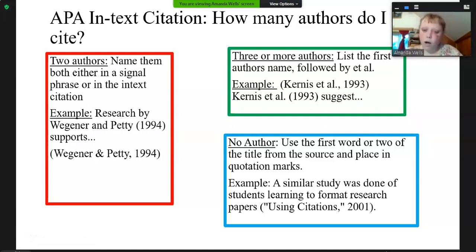But when you have no authors, sometimes, there's some wonky ones out there where you have no idea where it came from. That's when you just use the first word or two in the title. You place it in quotation marks. So in this case, it looks like this one here, using the first two words of the title of the article that a lot of this information came from, which came off of Purdue OWL, by the way.